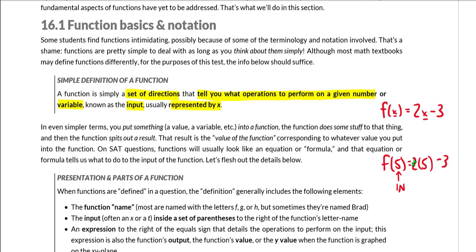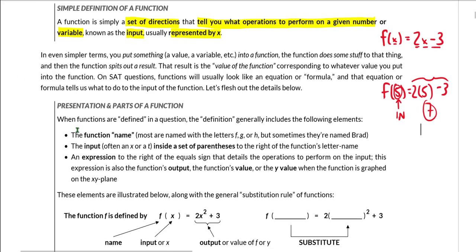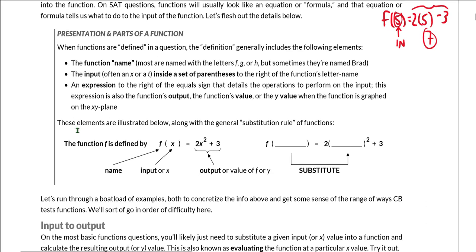This is the set of directions that tells us what to do to the input. We are being told to multiply the input by 2 and then subtract 3 from that product. So 2 times 5 minus 3 is 7. So again, a 5 goes in, the function does some stuff to that 5, a 7 comes out. And that's what we're going to look at right now in terms of the presentation and parts of a function.